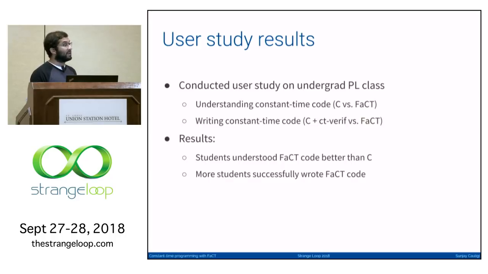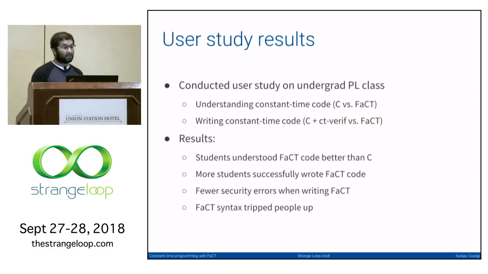We allowed students to submit multiple times when writing code, and we logged what kinds of errors they had. So if they had syntax errors, or type errors, or security errors. A security error would be that they're leaking secret data. And students were less likely to get security errors when writing FaCT code. We did also find that students were more likely to get syntax errors, though, when writing FaCT code. And we chalked this up to FaCT being a new language. It's a little bit different from C, so they had to adapt to that. And we actually improved some of the FaCT syntax based on the results of this user study. So this was actually really useful to us.